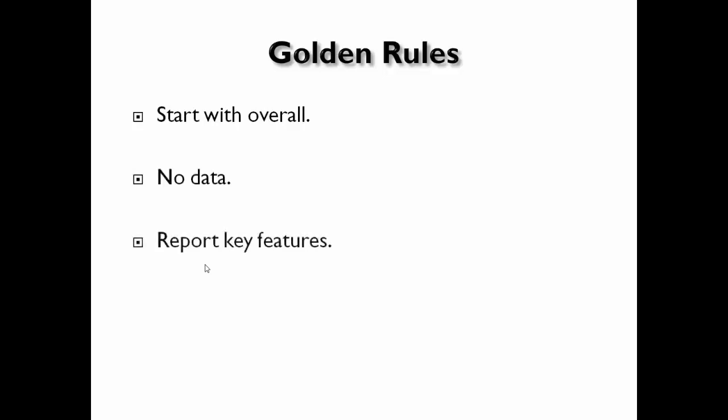So let's review some of the golden rules of writing overviews. Start with overall, so you're always going to begin your overview with overall. Never include any data. Report key features only, the most significant features, the most important features. Four or less elements, so four or less things. Sometimes only two things, sometimes three things. And two sentences only. Two sentences will make you prioritize, and it will make you only pick the most important things.